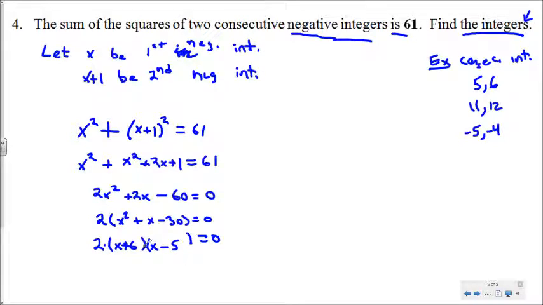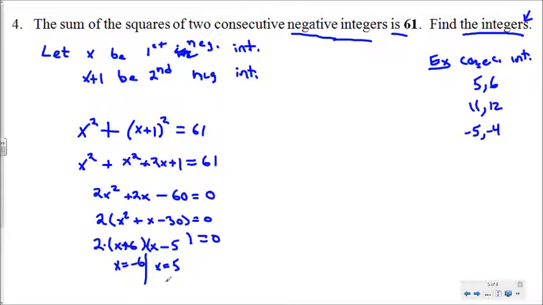Now notice that in this case I have 3 factors. But because this is a constant number 2, and 2 doesn't equal 0, that value by itself will never be 0. Therefore, one of these 2 remaining factors must be 0. So I get that either x is negative 6 or that x is positive 5.